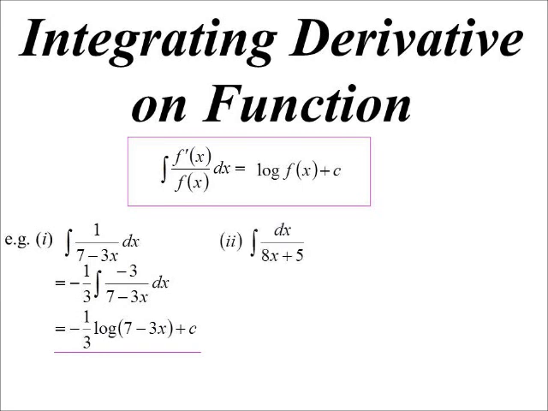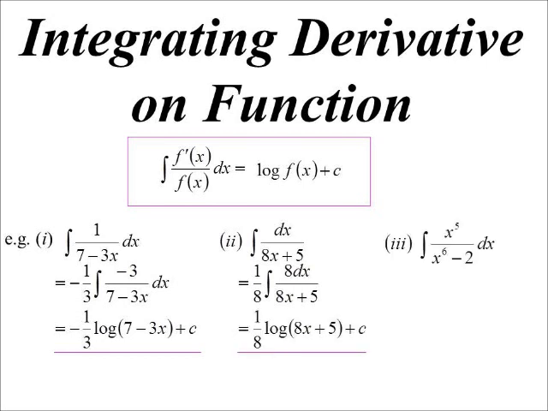dx on 8x plus 5. Once again, we want to create the derivative on top. 8, balance it out with an 8th out the front. We have an 8th of the log of 8x plus 5. I guess when you're looking at these fractions, the other thing you're looking for when it's polynomials, if the degree of the one on top is 1 less than the degree on the bottom. Because when we differentiate polynomials, we know we reduce the degree by 1. So that's the other indicator that this is probably going to be a log.